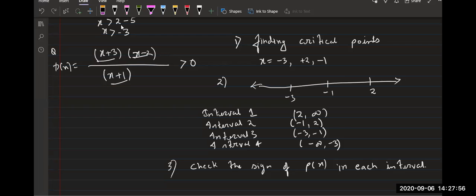Now suppose I take any value in this interval. Suppose take 3, right? Take 3 in this interval and put 3 in p of x, in this expression. Then tell me, what would be the sign? Just put it in and check. How could it be negative? 3 plus 3, positive. 3 minus 2, positive. 3 plus 1, positive. Positive times positive divided by positive is positive only. Yes or no? So it would be positive. Tell me yes or no.